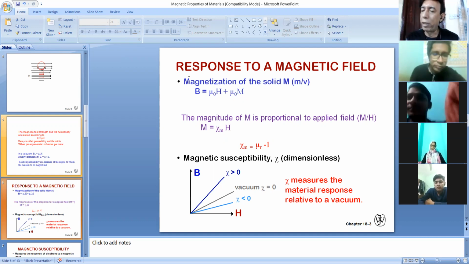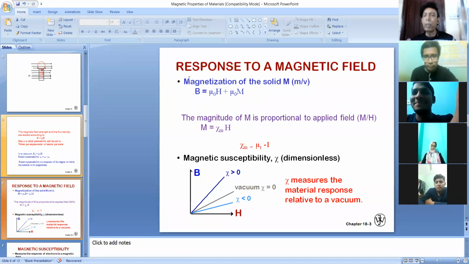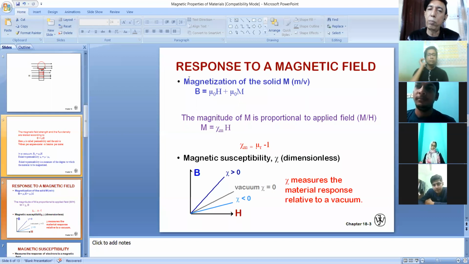If the number of lines of forces is high, then the magnetization is high. Or if the number of lines of forces is small or low, then the magnetization is low. This magnetization is related to B by the equation B is equal to mu naught H plus mu naught M. M is the magnetization. Mu naught is the permeability of vacuum, and you know what H is.